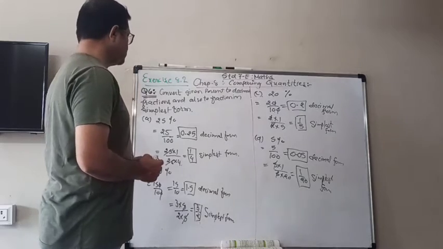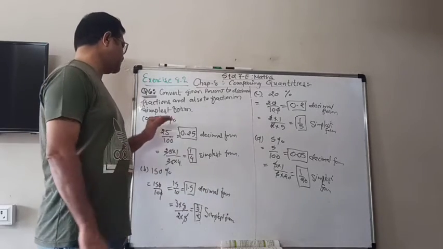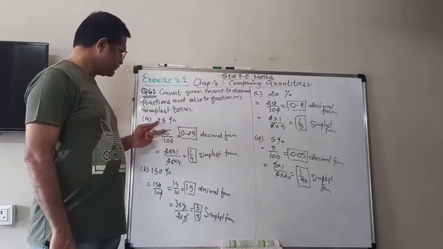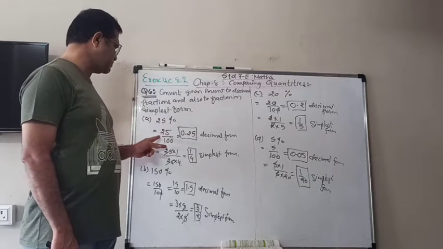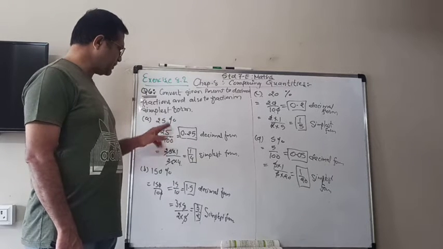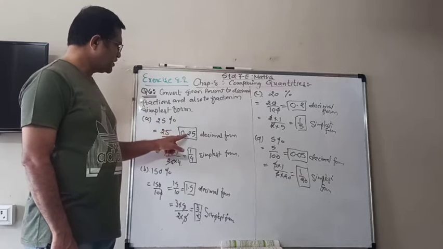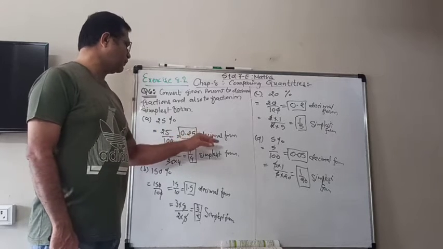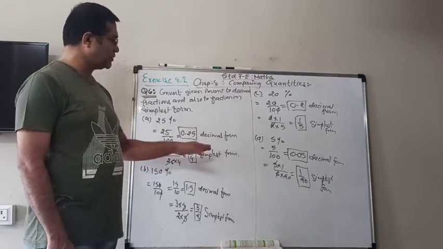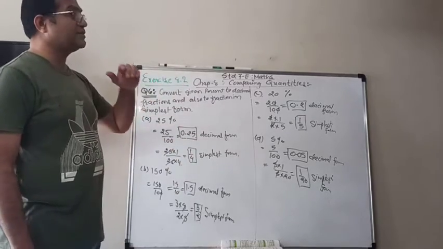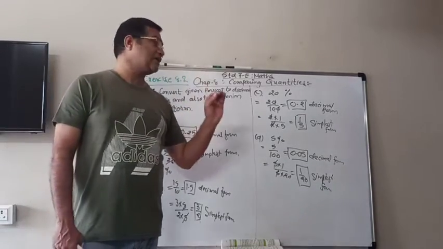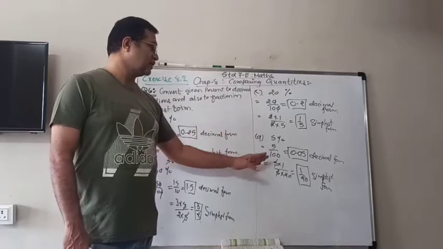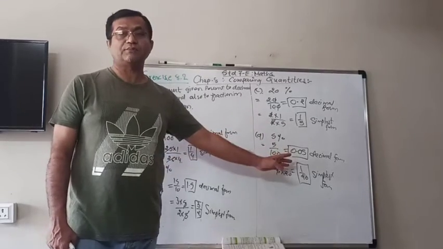So if you have to convert that percentage into decimal form, first you write down percentage means upon 100. Then if any zeros are cancelled, otherwise you can directly write down 0.25 and so on, and then the simplest form also by cancelling the same factors and convert it into the simplest form.